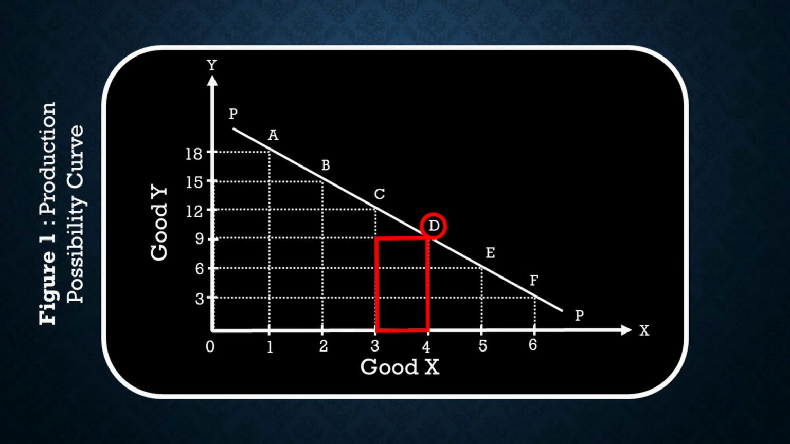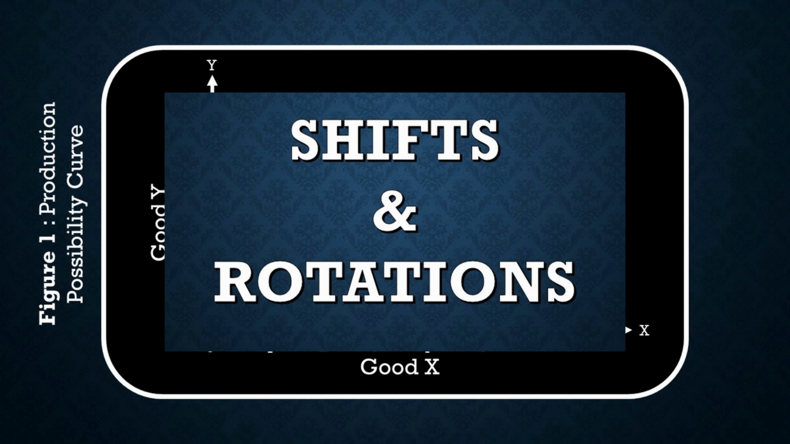Combination D shows that 4 units of good X and 9 units of good Y can be produced. Combination E shows that 5 units of good X and 6 units of good Y can be produced. Combination F shows that 6 units of good X and 3 units of good Y can be produced with given resources and technology. With this, our illustration for PPC gets over.